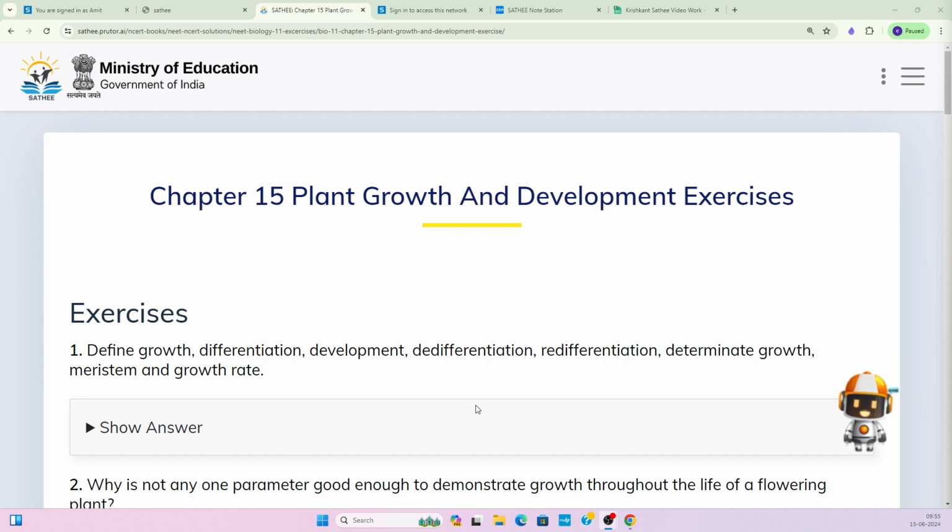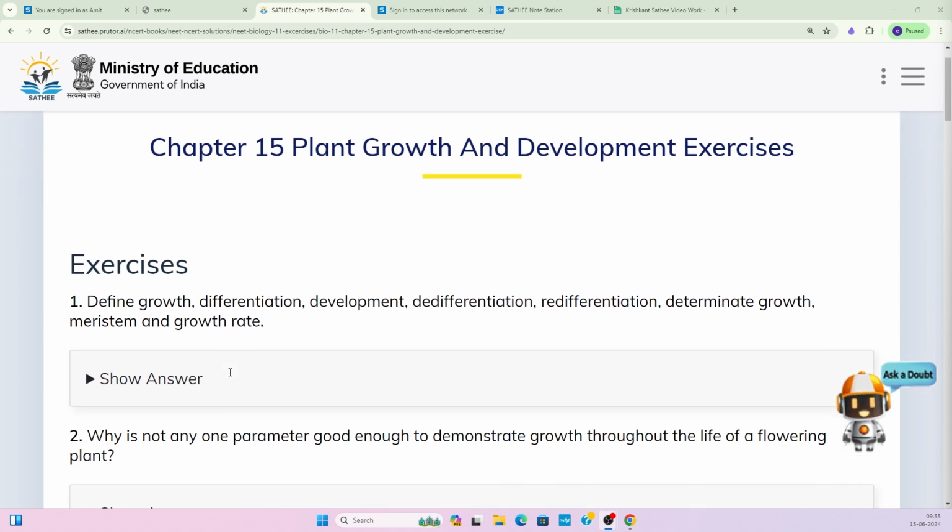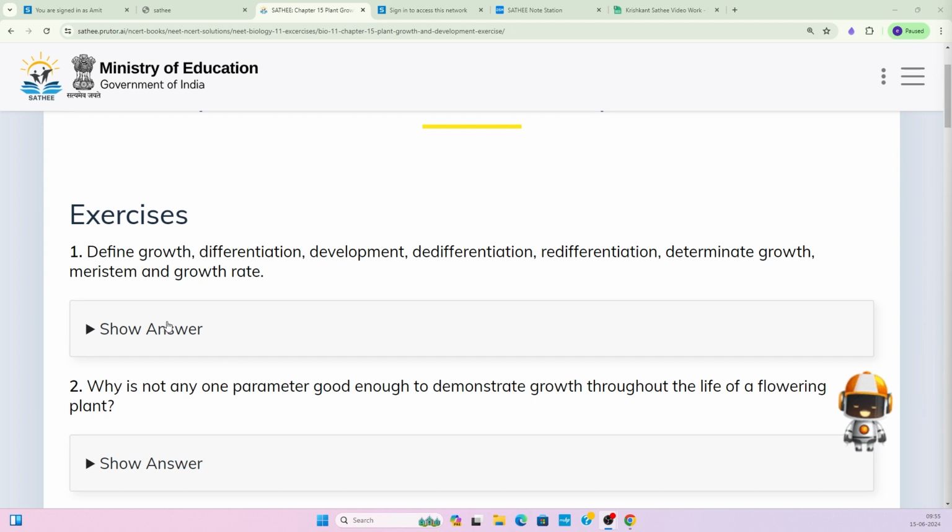Okay, so in this session we will start with NCERT question 1. The question is: define growth, differentiation, development, de-differentiation, redifferentiation, determinate growth, meristem and growth rate. So all the definitions we have to give in this particular question.